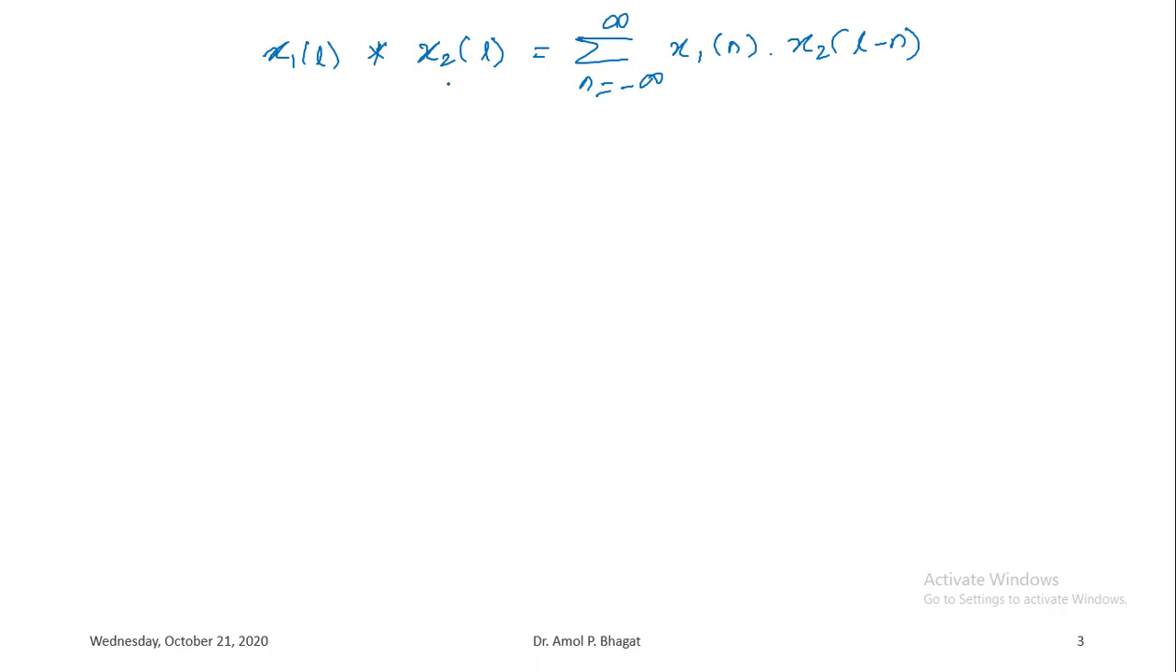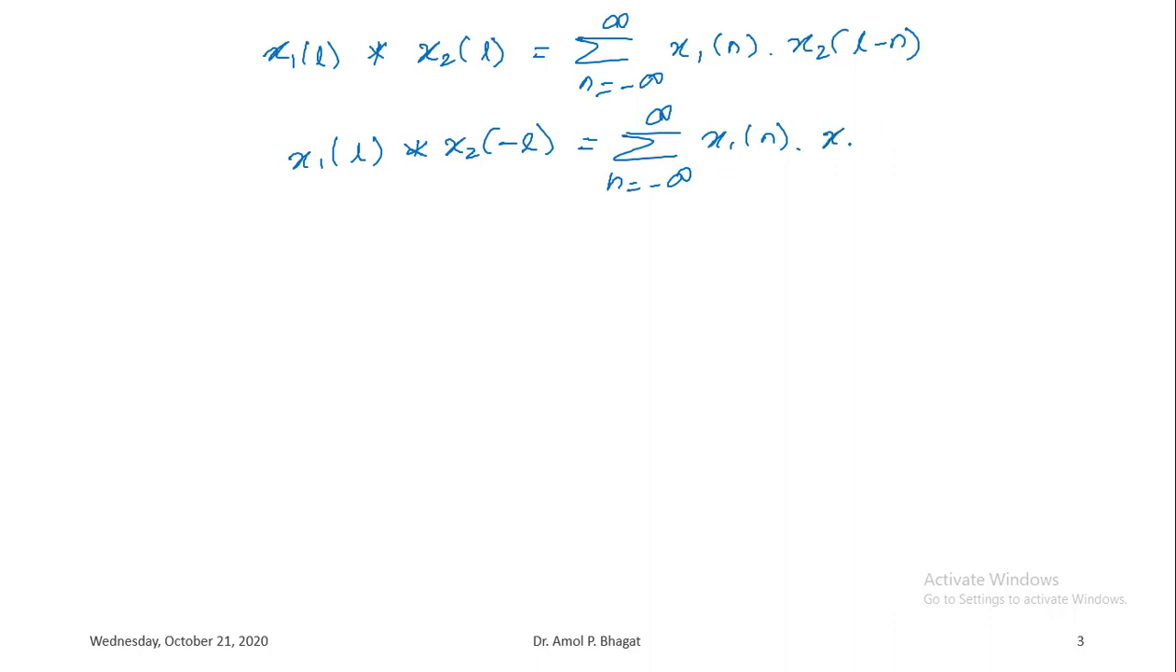So if now I am replacing this x2 of L with x2 of minus L, that means instead of convolving x1 of L with x2 of L, I am convolving x1 of L with x2 of minus L, okay, so what will be the changes here? So it will be simply summation n is equal to minus infinity to infinity, right? x1 of n will be as it is there, right?